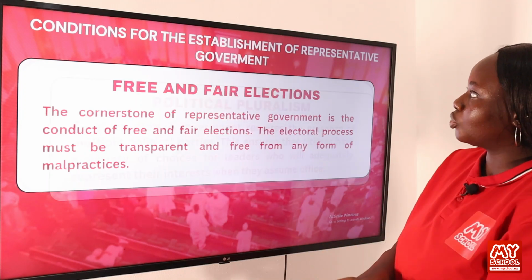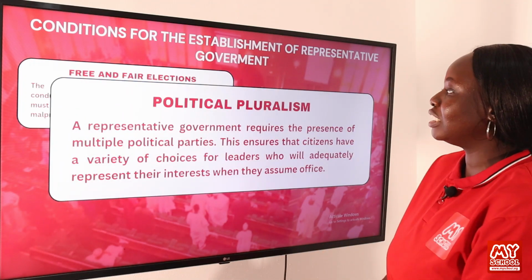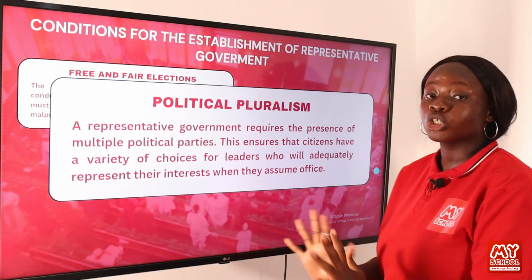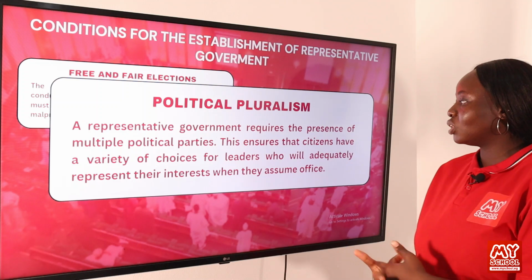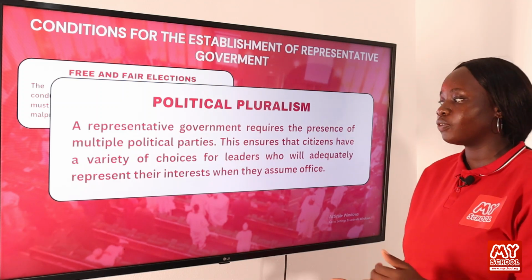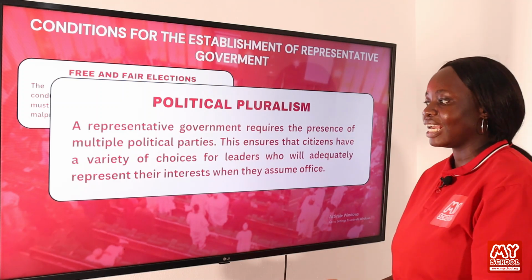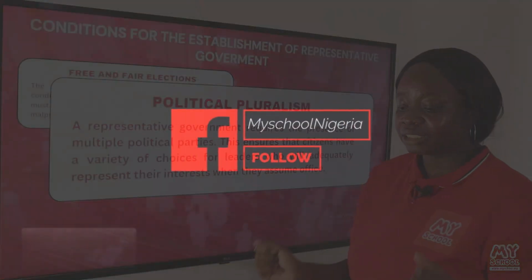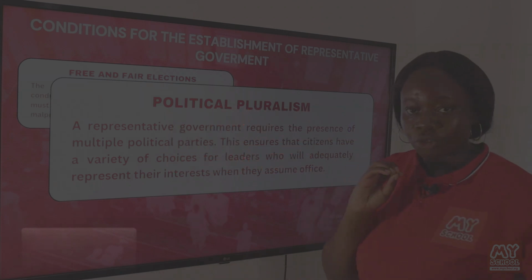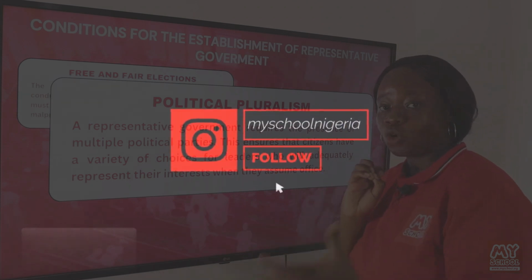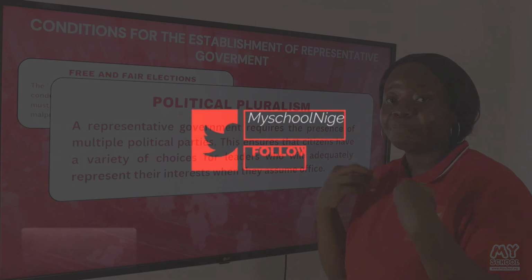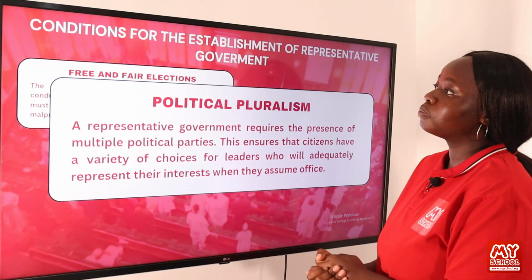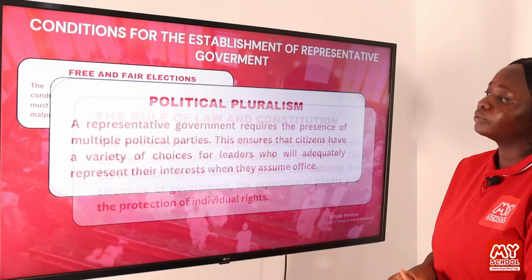Another condition necessary for the establishment of representative government is political pluralism. A representative government requires the presence of multiple political parties. This ensures that citizens have a variety of choices for leaders who adequately represent their interests when they assume office. So when there are so many political parties, citizens can choose from this list of political parties those leaders that will represent their interests, their values, their beliefs, their ideals when they get to positions of power. Let's move on to another condition.